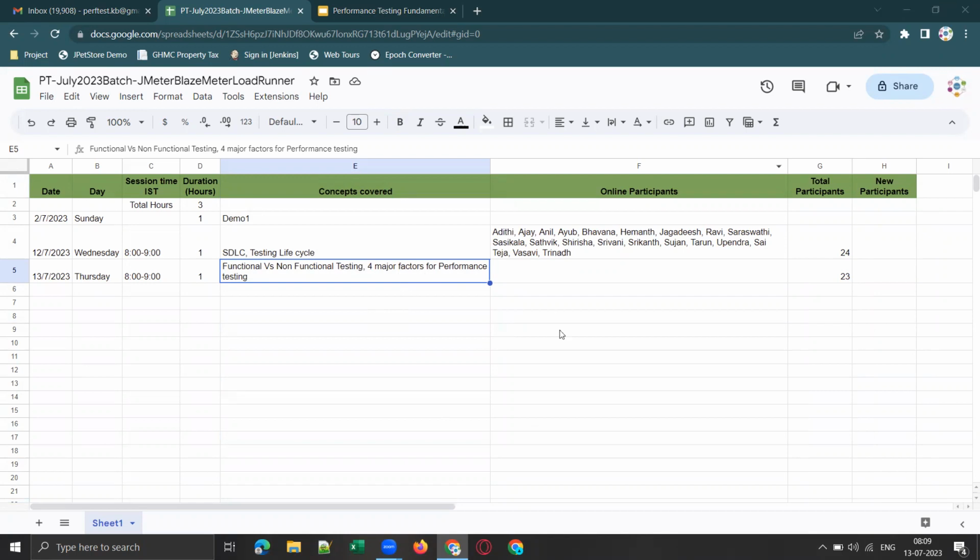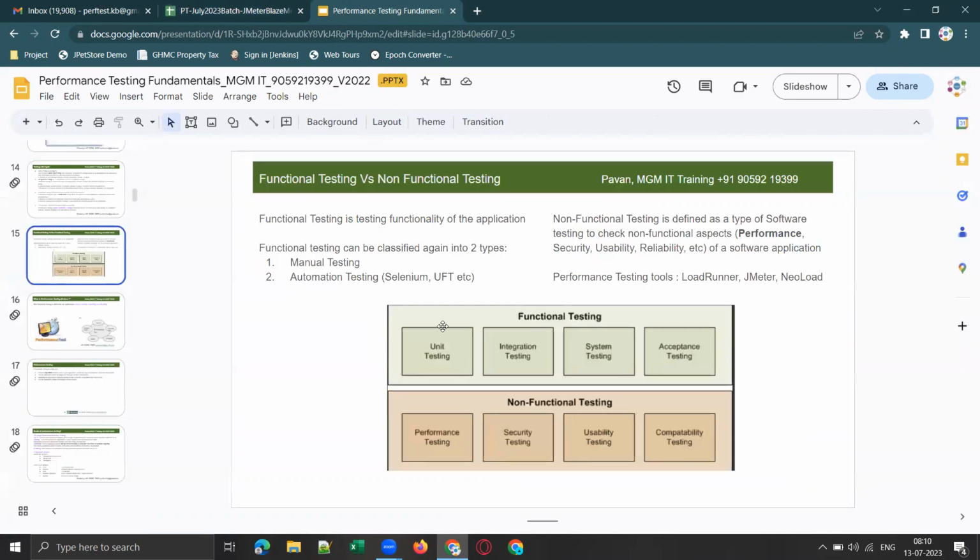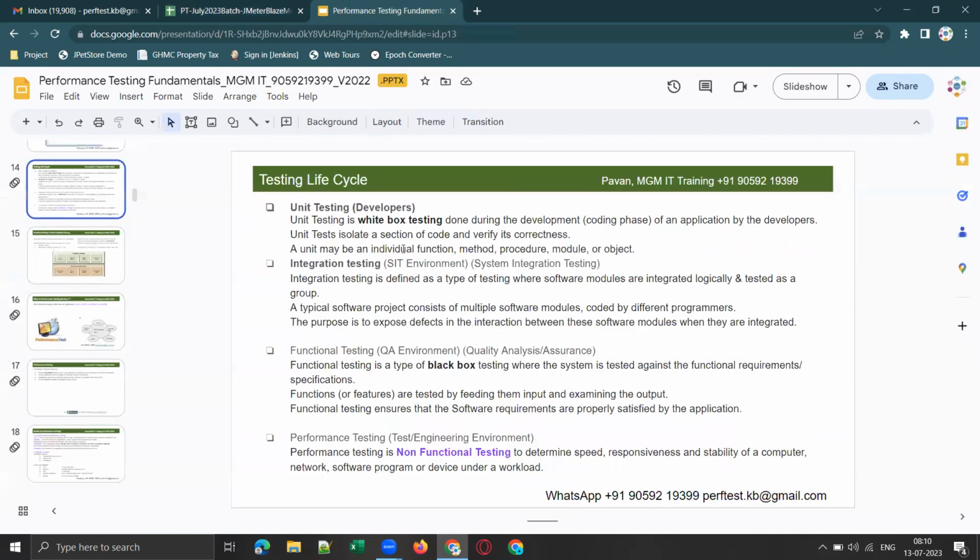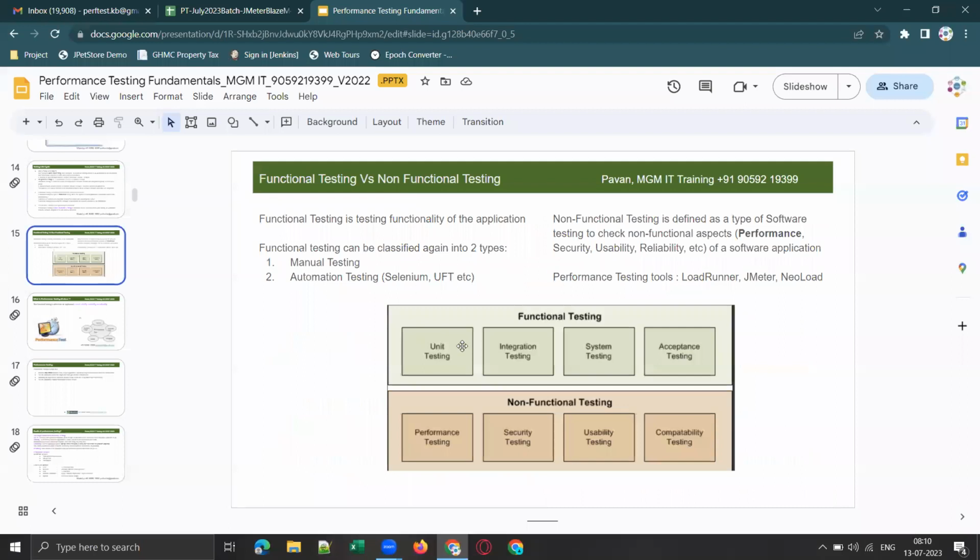Everyone able to see my screen, right? Yes, okay. Right. Now, so the next slide. So yesterday we covered this. I have covered this testing life cycle, isn't it? The next slide speaks about functional versus non-functional testing.